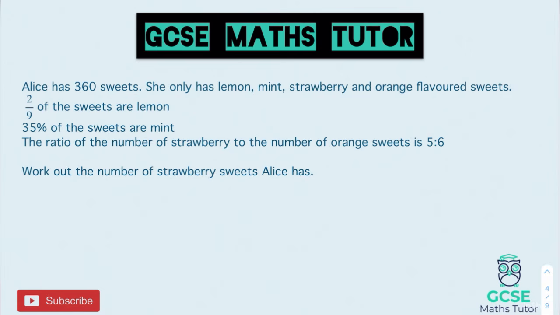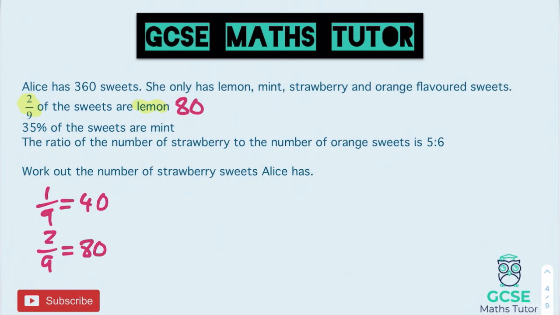Okay then, so let's have a look at this. For the fraction of the amount, you've got to work out 2/9 that are lemon. So if we get 2/9 of 360, we know that 1/9 is going to equal 40, and then 2/9 is going to equal 80. But again, show your working out of how you divided by 9 to get 40, and then label the information.